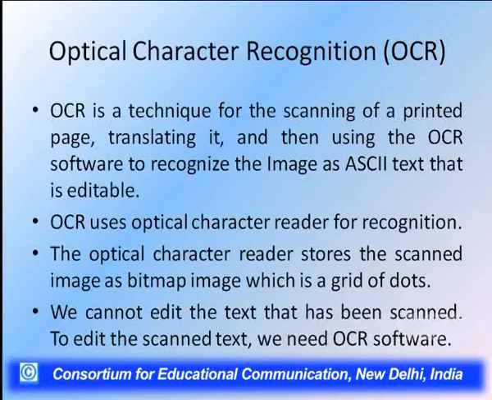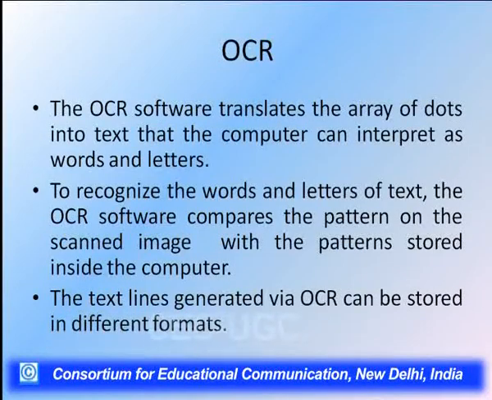It stores the scanned image as a bitmap image, which is a grid of dots. We cannot edit the text that has been scanned. To edit the scanned text, we actually need OCR software. The OCR software translates the array of dots into text that the computer can interpret as words and letters. To recognize the words and letters, the OCR software compares the pattern on the scanned image with the pattern stored inside the computer. The text lines generated via OCR can be stored in different formats.